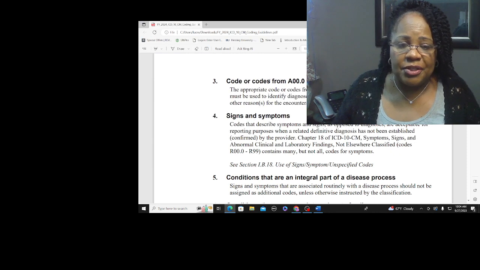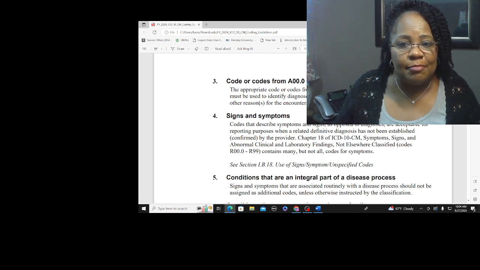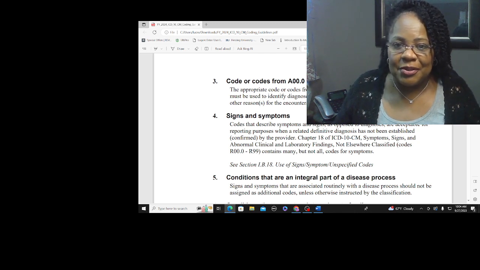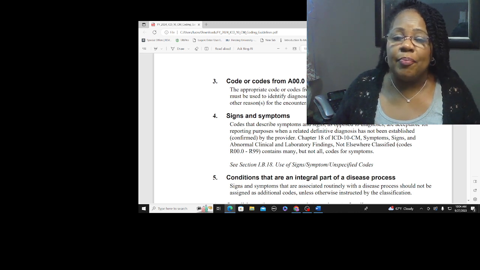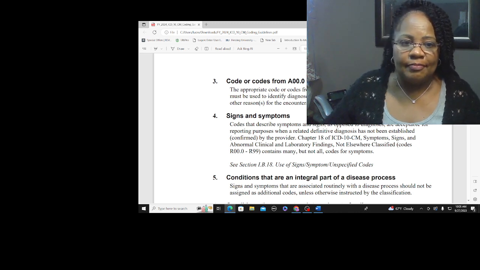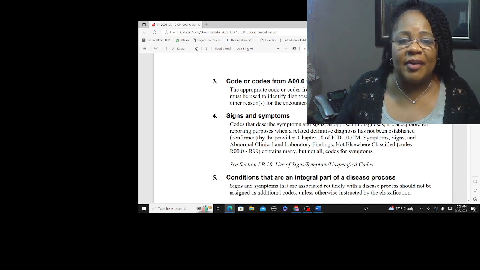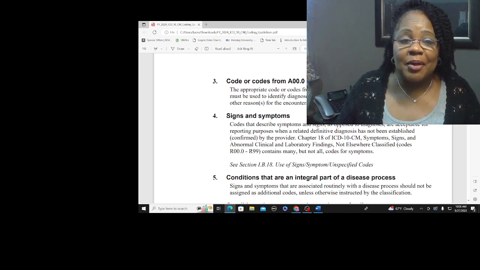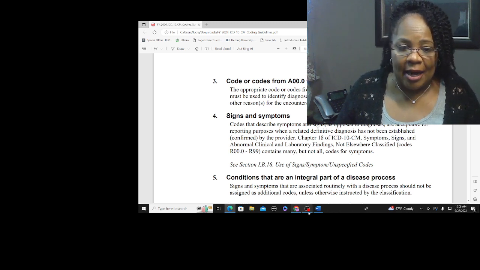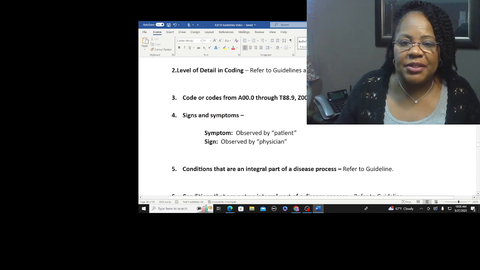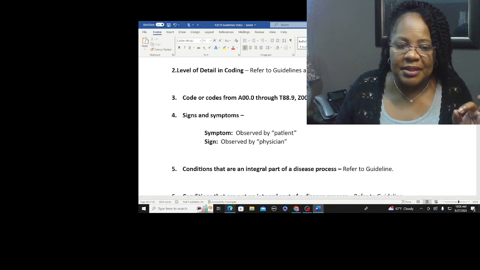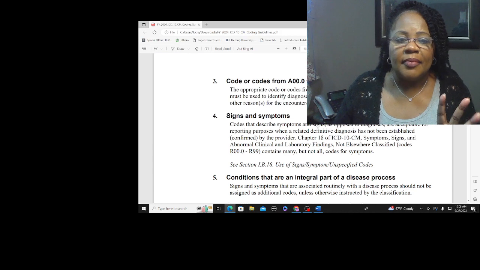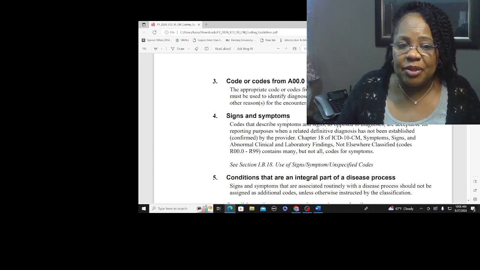We're at 3. I want you to see it in the guidelines, and then I add my little touches. Code or codes from A00.0 through T88.9 and Z00 through Z99.8, and our new codes U00 through U85. Says the appropriate code or codes from this category. These categories must be used to identify diagnoses, symptoms, conditions, problems, complaints, or other reasons for the encounter or visit. So my notes just say straight from the guidelines. I agree with exactly what it's saying here at 3. 4 says signs and symptoms.